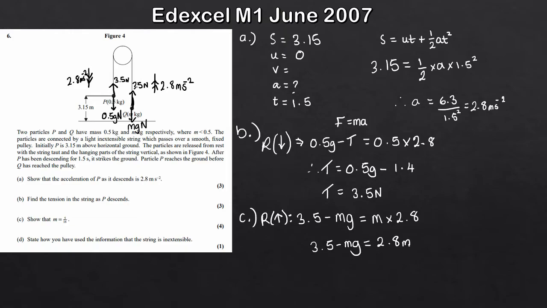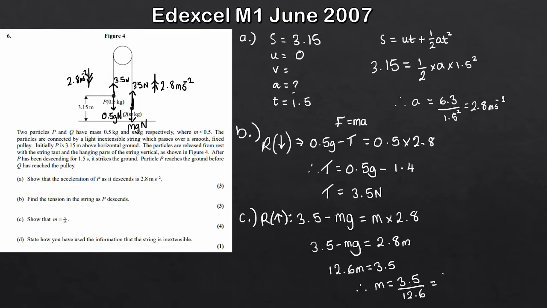And then just collect the m's together, so this would be 9.8m. So what I get then is 12.6m is equal to 3.5. So we're solving for m here. We want to show that m is 5/18. So m is 3.5 divided by 12.6, which you can just plug into your calculator and get 5/18.